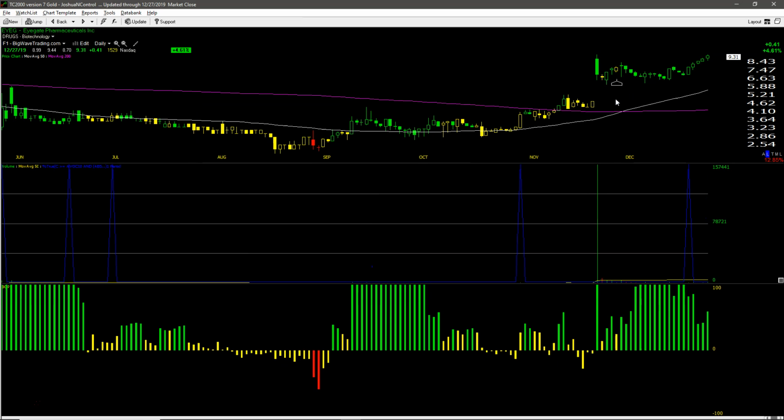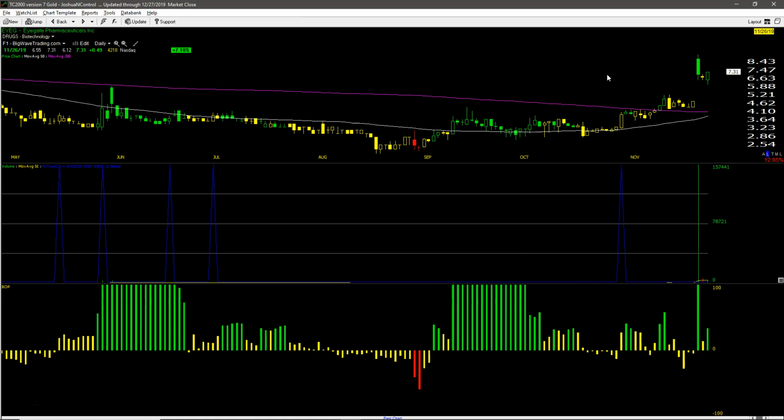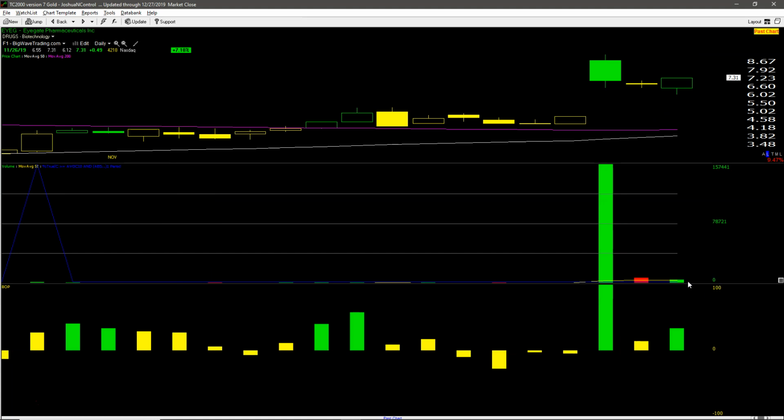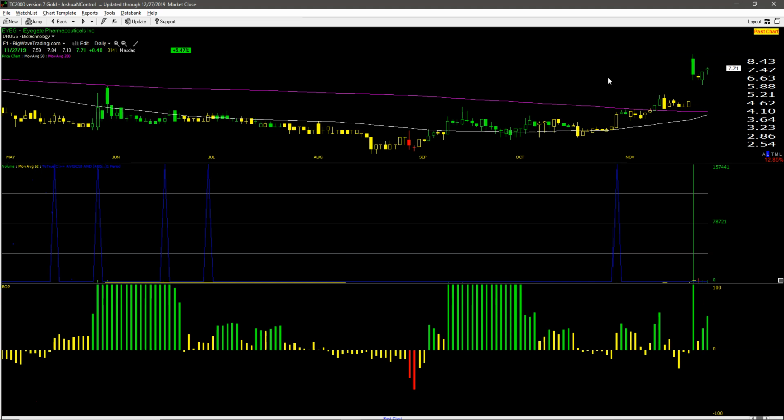EYEG hitting a new post signal high. This was the initial long signal right here. Bullish engulfing hammer candle of strong price support on slightly above average volume with an increase in green bop. This was in my perfect speculator scan.